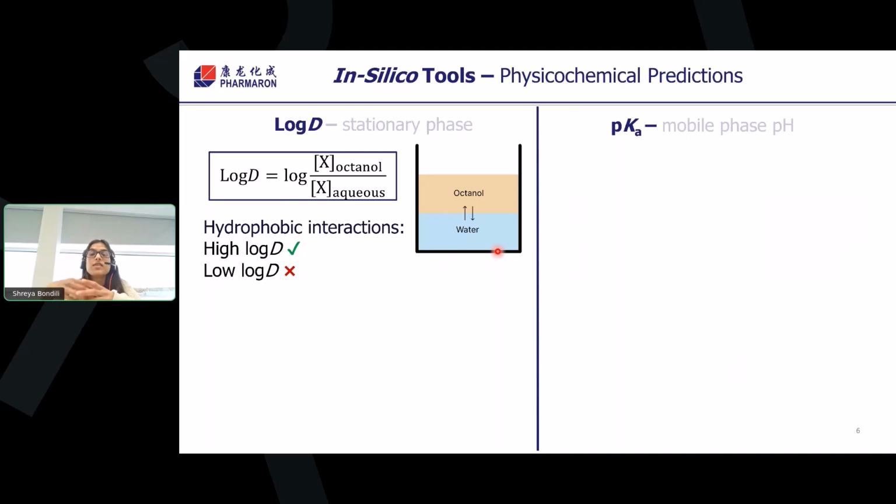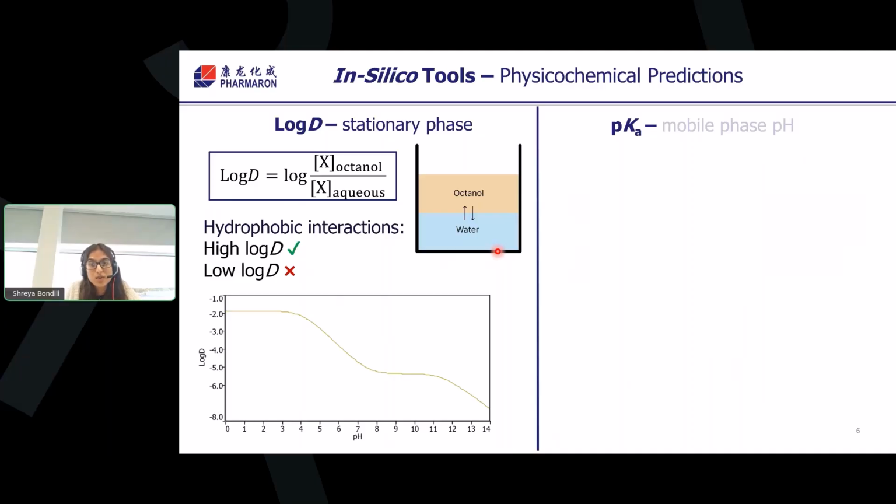In reverse phase chromatography, retention is primarily driven by the hydrophobic interactions of your analyte with the apolar stationary phase. So for good retention in reverse phase, you ideally want your compound to have a high logD. This makes logD a valuable tool for selecting an appropriate chromatographic technique, and it avoids screening stationary phases that might not yield desired results.